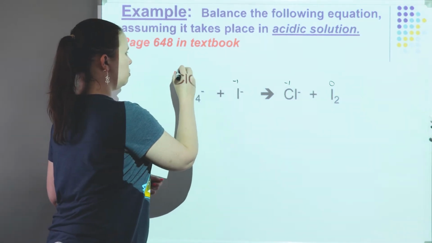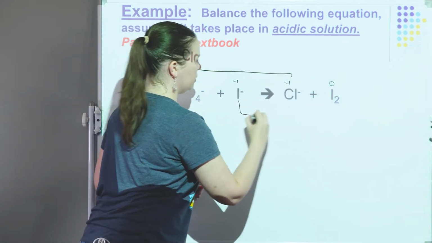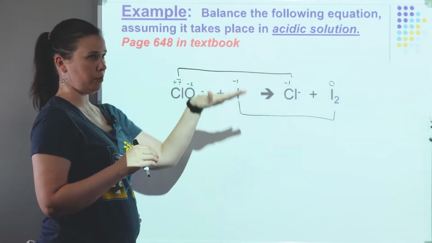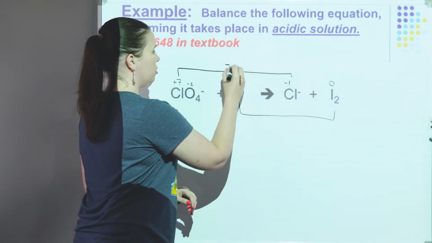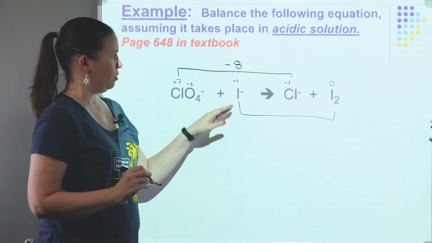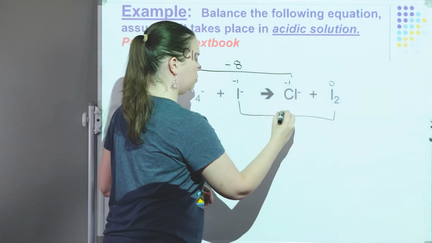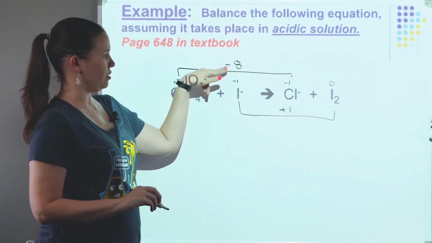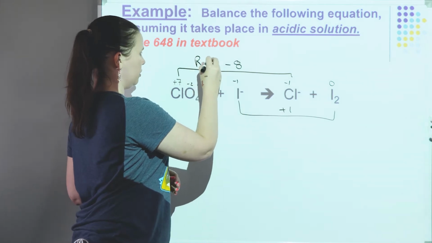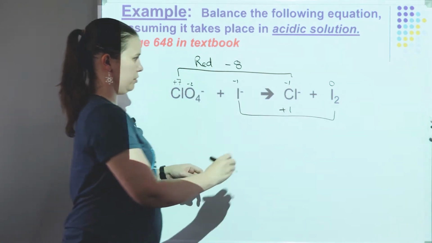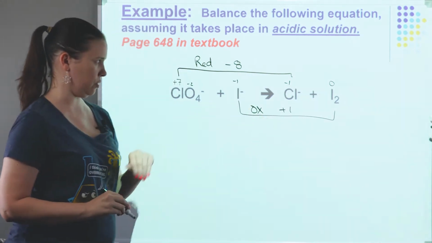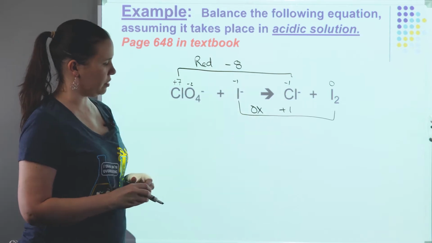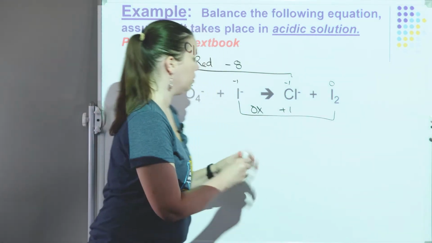So my change is between the chlorine and between the iodine. Going from +7 all the way down to -1 is a change of 8. Whereas going from -1 up to 0 would be a change of +1. So wherever the oxidation number is decreasing is always my reduction, as I'm gaining electrons, and the oxidation would be the +1. So now I want to make these the same. How can I get 1 and 8 to be the same? I need a multiplier here.